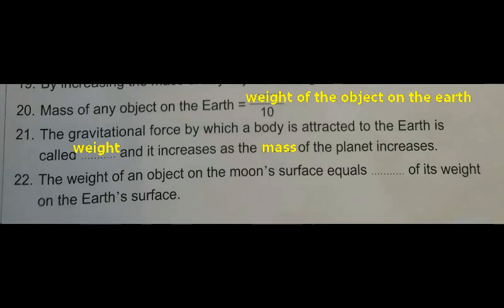Number 22. The weight of an object on the moon's surface equals 1/6, which is 1/6, of its weight on the Earth's surface.